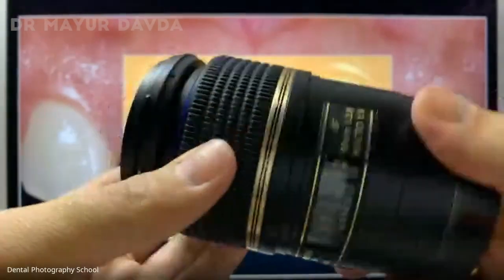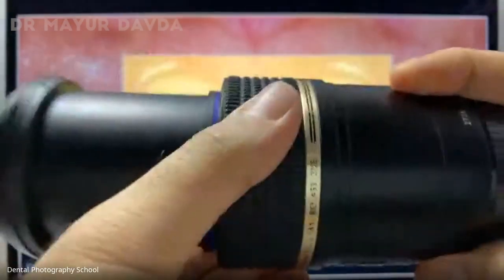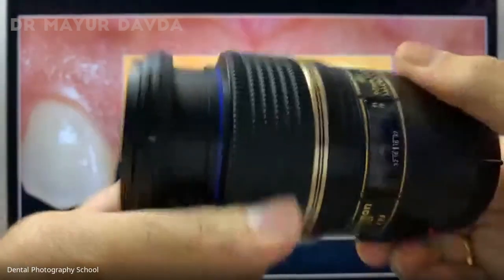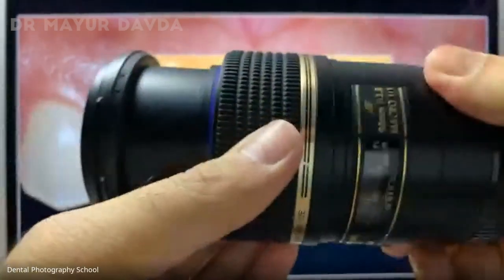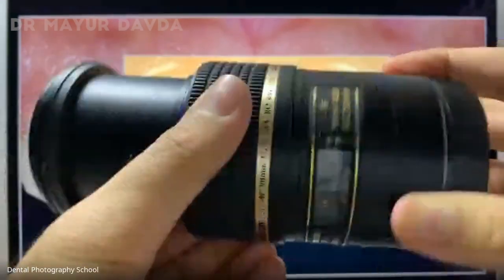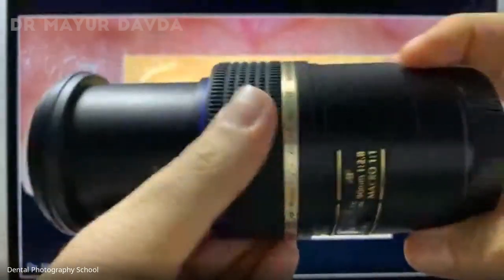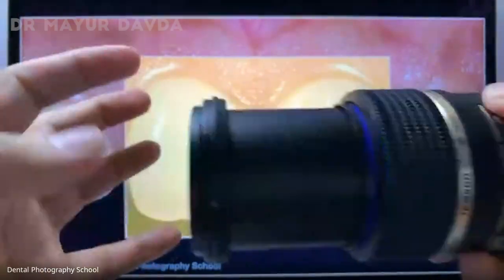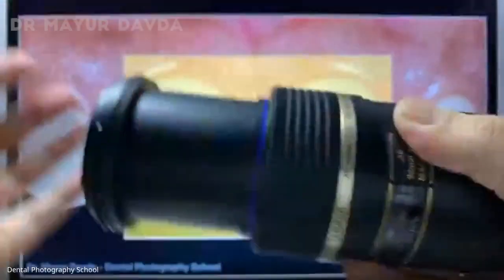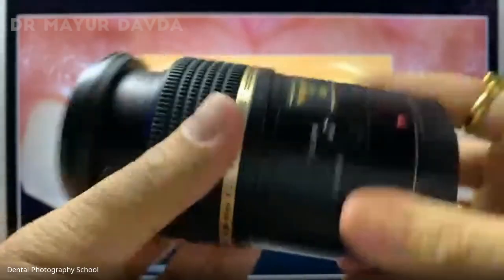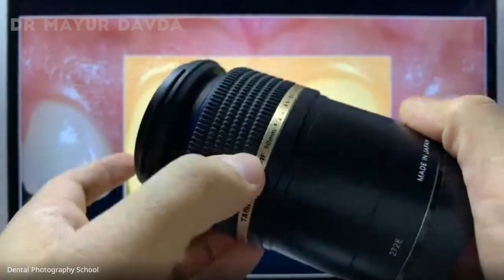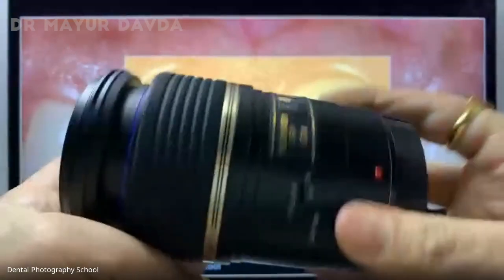And the other reason is this. So when I try to focus like this, you can see that the length of the lens is increasing and decreasing. So this is called an externally focusing lens. This is not something great to have for dental photography and documentation, because just imagine if your ring flash is attached to the end of your lens, it's going to be moving forwards and backwards with the lens. So this is not a great choice for us.